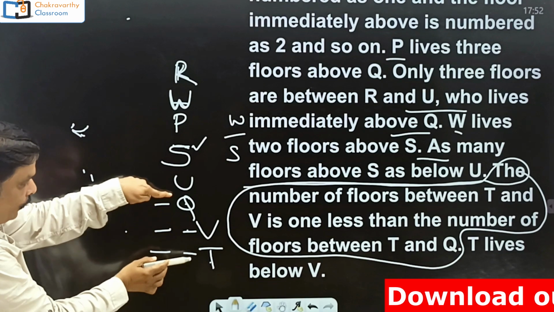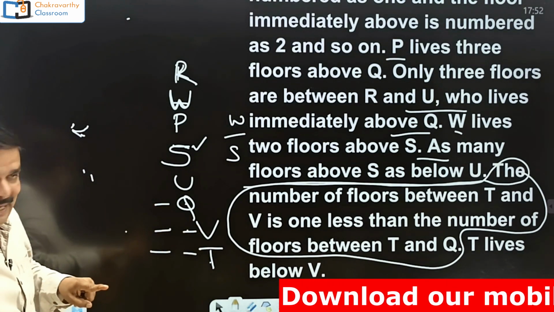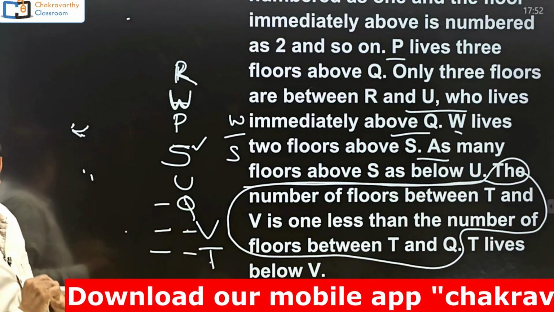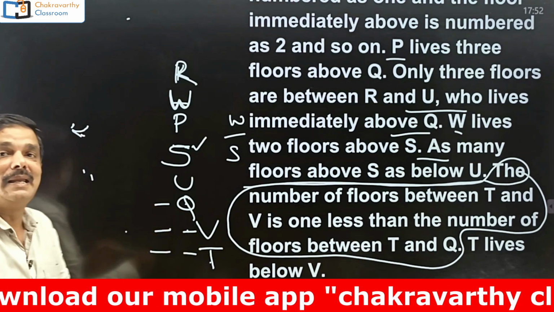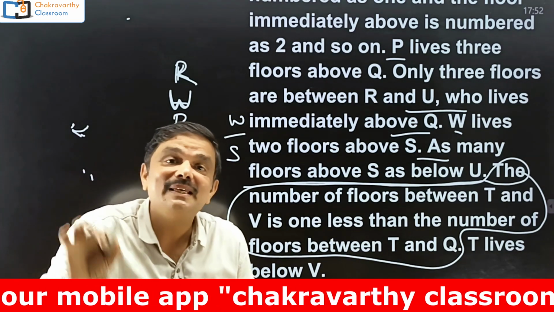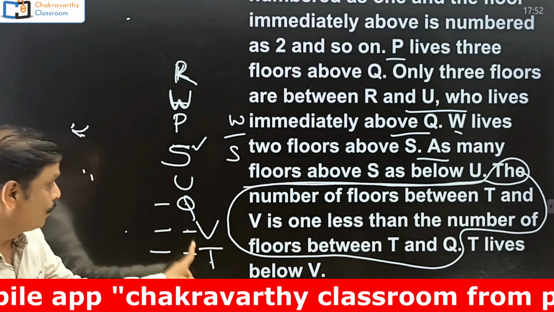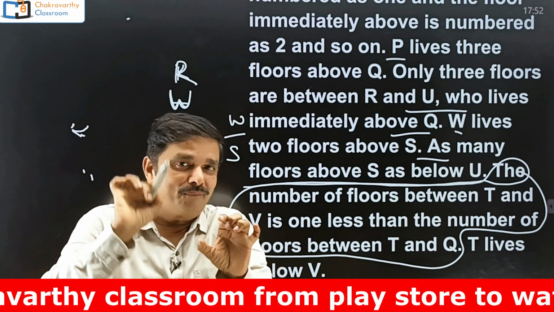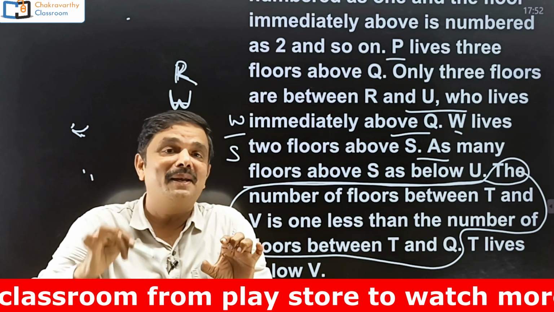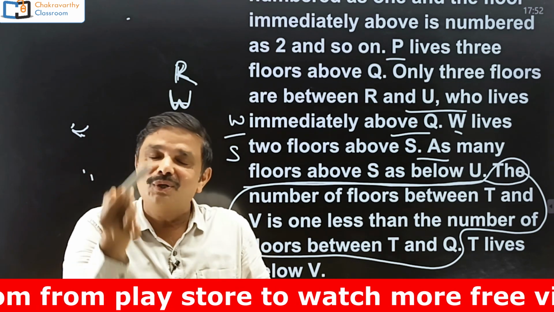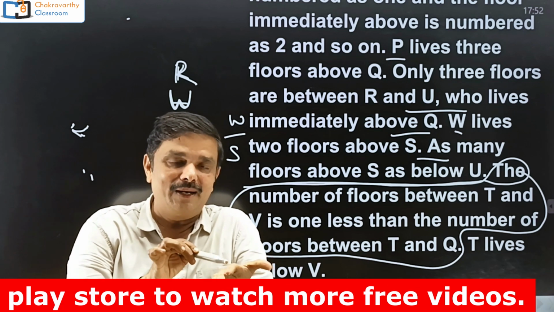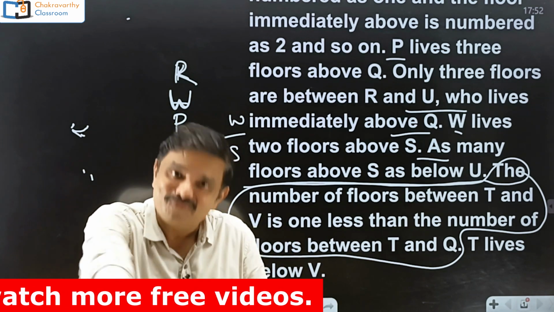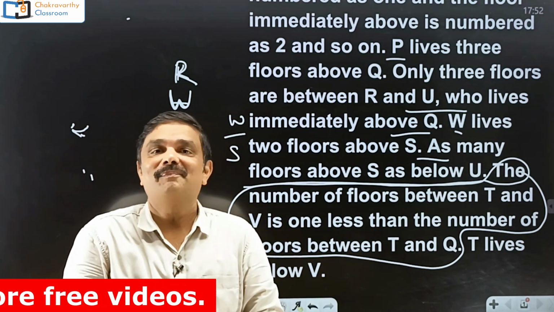So number of floors between T and V is 1 less than number of floors between Q and T. Q and T, 1 floor is there. According to this one, between V and T, 1 less than 1 floor. That means 0 floors. The condition is fulfilled. But many students think in this way. If they give like this, number of floors between T and V is 1 less than number of floors between T and Q, generally students think that between T and V also at least 1 or more than 1 are there. May not be possible. Maybe 0 floors also. That is the logic in reasoning. Now you got the clarity?